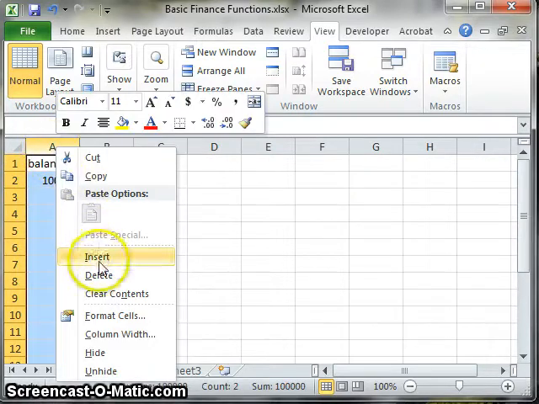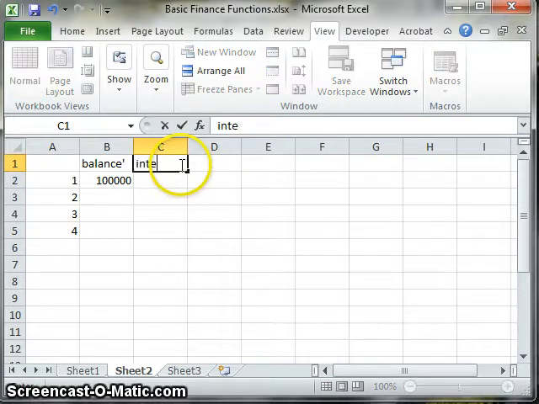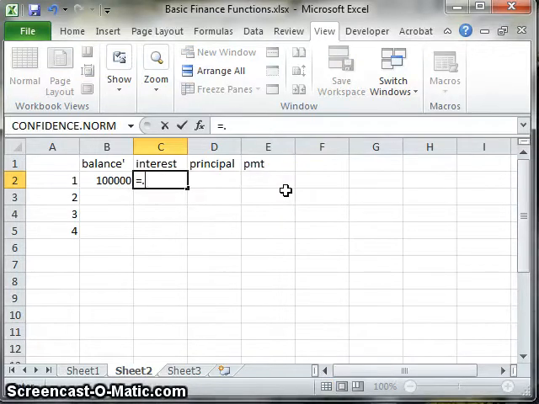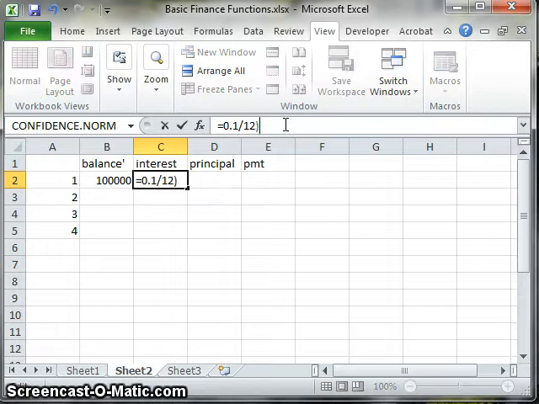I'm going to add another column in here, and we'll say this is the first month, second month, third month, fourth month. And we could calculate the interest, principal, and the total payment. The interest is just going to be that monthly interest rate times the current balance. Instead of pointing to it, I'll just do the math right here. That interest rate was 0.1, which was 10% divided by 12. This is our monthly interest rate. And if we just multiply that, I've got to put some parentheses around it.